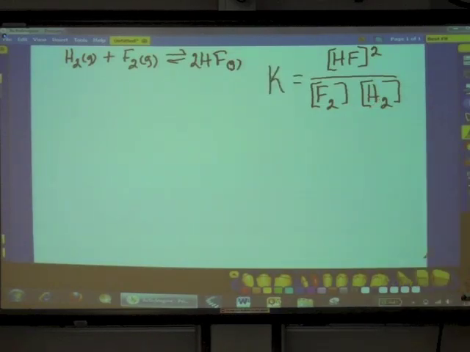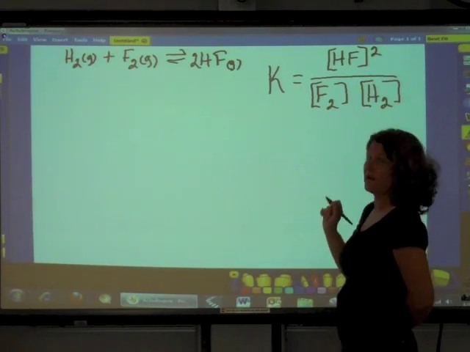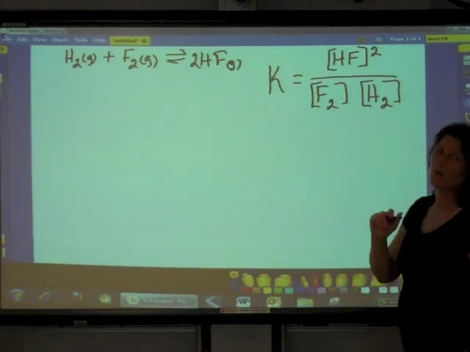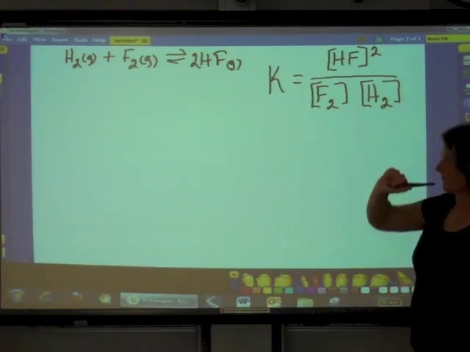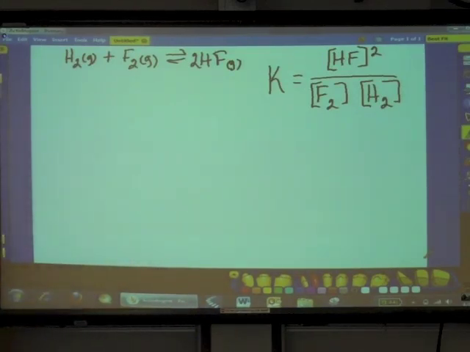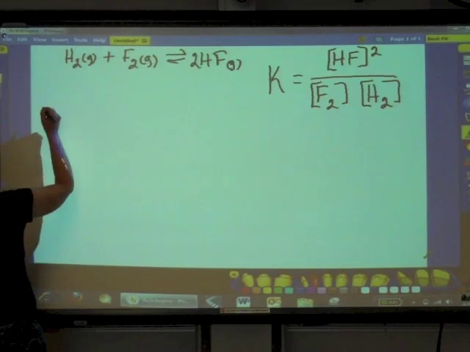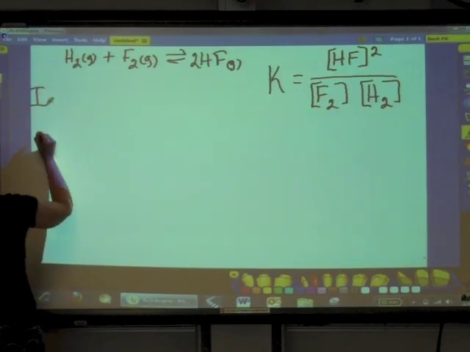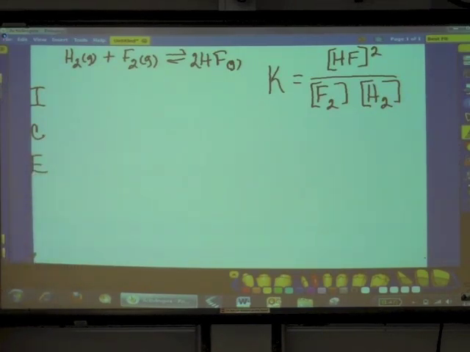Okay, now what do we know? Well, we know the value of K, so we're going to plug that in. Not going to do that right now. But what do we need to find? We are asked to find the equilibrium concentrations. So let's get this thing set up. I'm going to make an ICE diagram. So I have initial, change, equilibrium. So initially, what are my concentrations of everything?